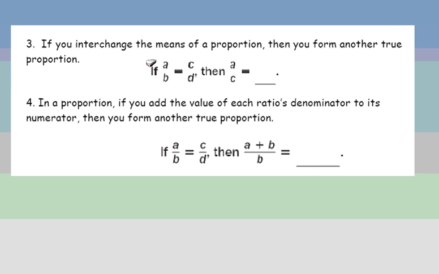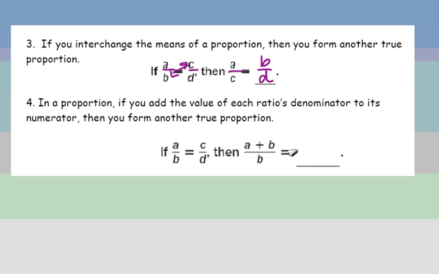Okay, these next two properties you may be less familiar with, and this one says if you interchange the means, remember the means are the middle two parts of my proportion, then you form another true proportion. So if I begin with A over B equals C over D, and I exchange C and B, then I wind up with A over C equals B over D. I've simply exchanged the inner part of my proportion, and I still wind up with a true proportion.